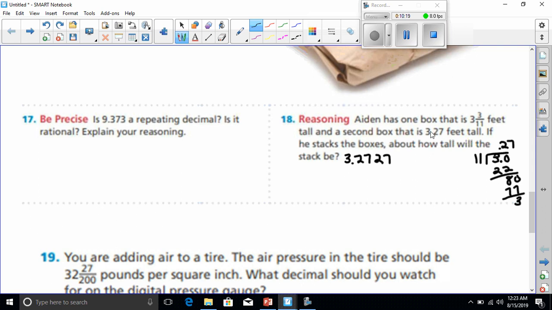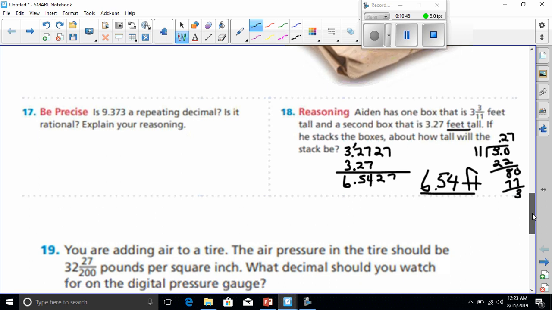And then we have to put that on top of this box, which is 3.27. If we were to add this up, that would be 7, 2, 4, carry the 1, it'd be 5, and 6. If we round it off to the nearest hundredth, we're really talking about 6.54 feet tall. Okay? All right, let's move on.